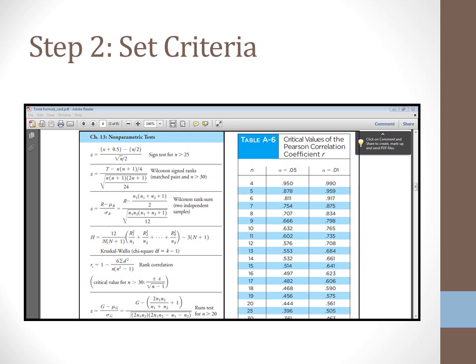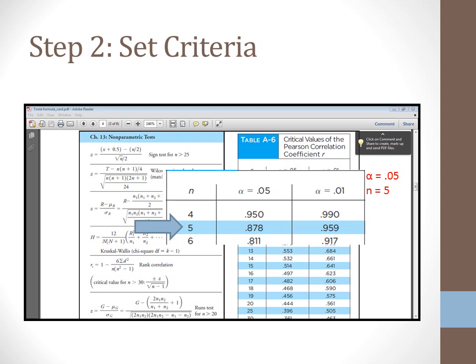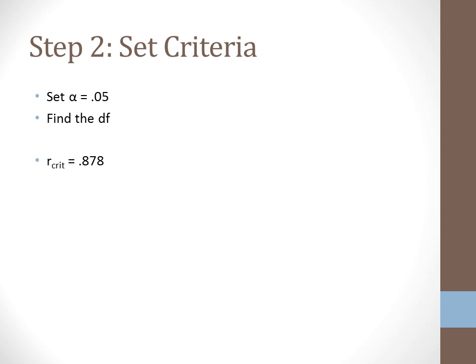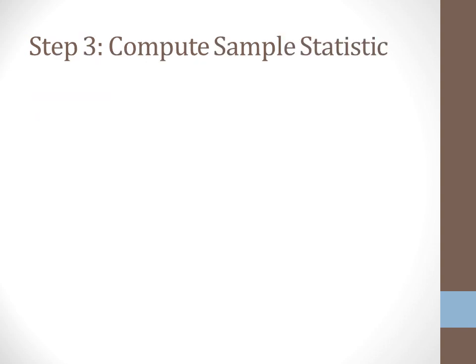And we can go directly to the table because this table doesn't require degrees of freedom. We just need to know the n, how many people we have in our study, and our alpha level. Well, our alpha level is 0.05, so we're just interested in this first column. And our n is a value of 5. So our critical value is 0.878. So we go ahead and write our critical value, and remember it's plus or minus 0.878.